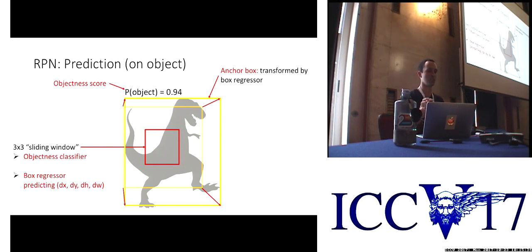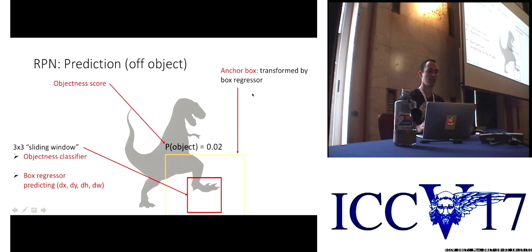If the 3x3 window of analysis is centered on some object, what should happen is that this anchor should be given a high probability of being an object by the objectness classifier. And the original anchor box, which was the square, should be deformed by the bounding box regressor so that it matches the extent of the object that it's detecting.